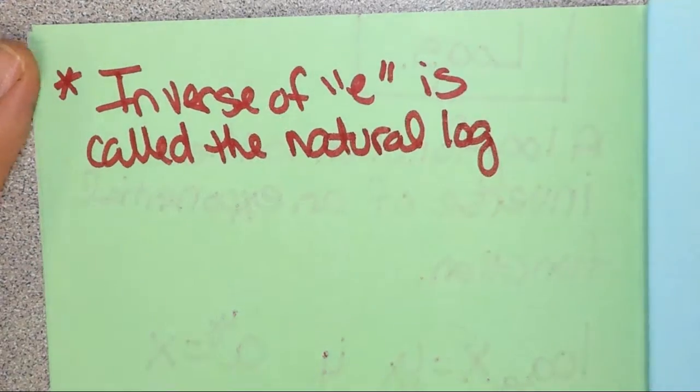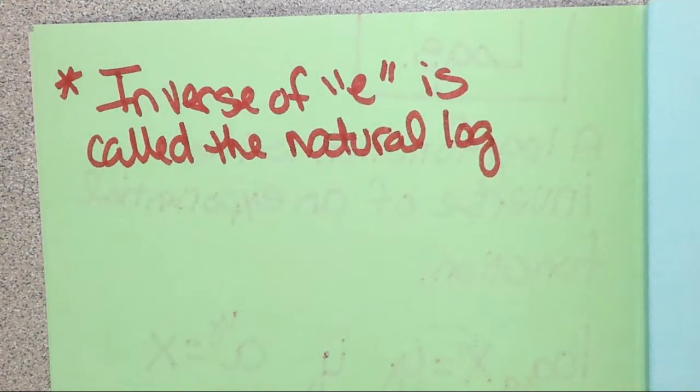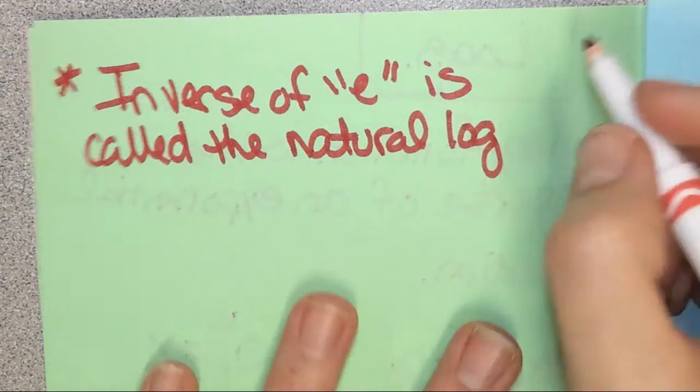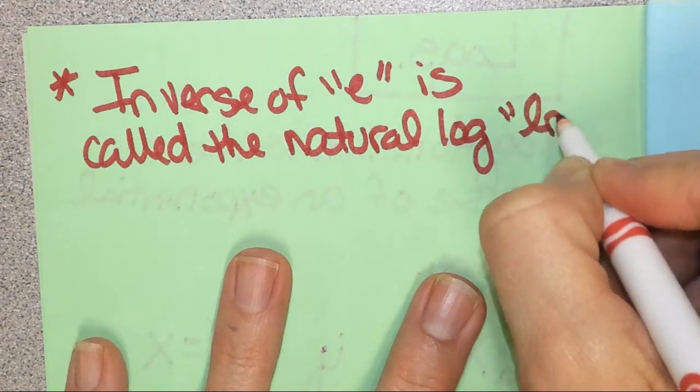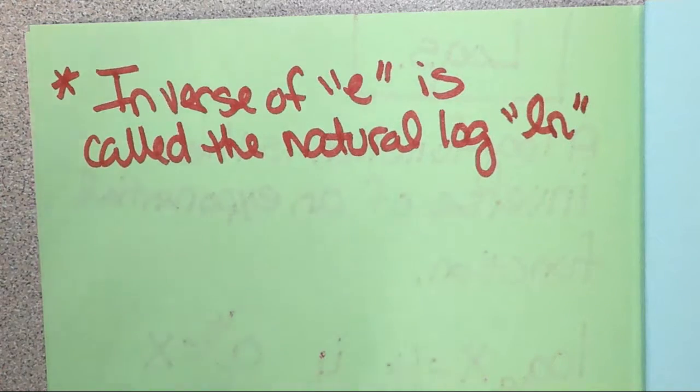And the natural log has an abbreviation. Does anybody remember the abbreviation for natural log? It's called LN. It's a button that you can find on your calculator. We're not going to touch that button today. We're not going to touch our calculator until after the test.